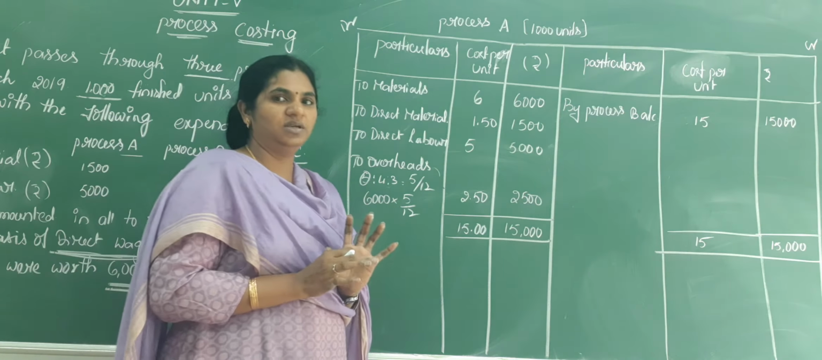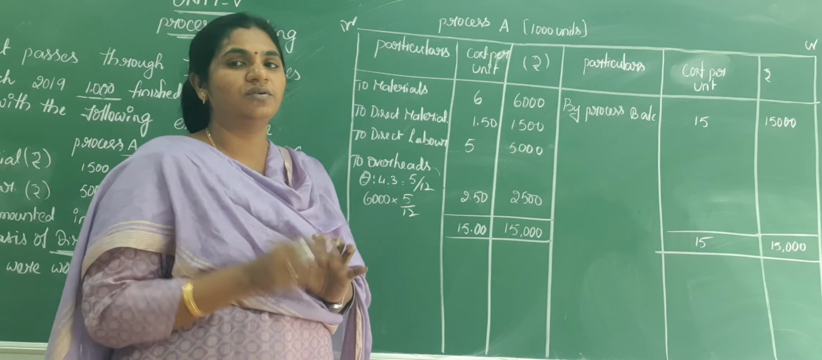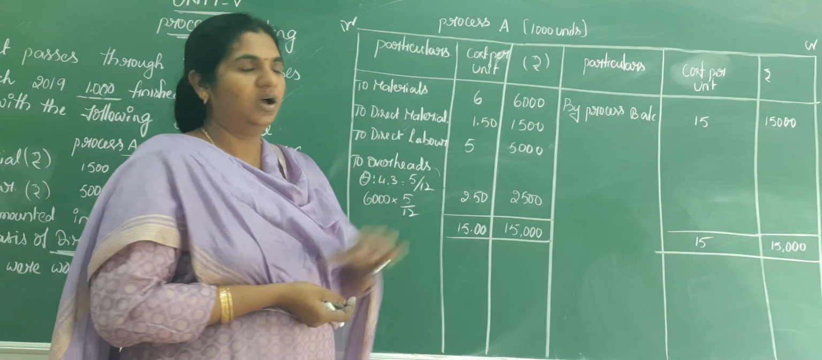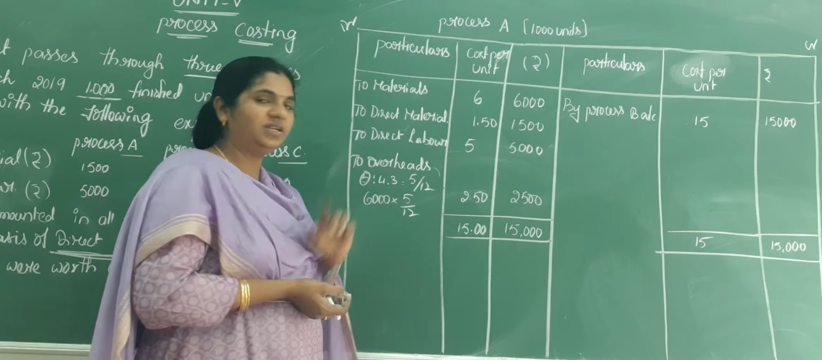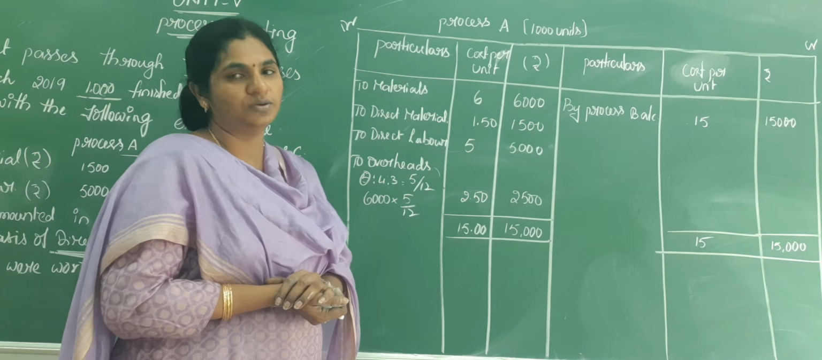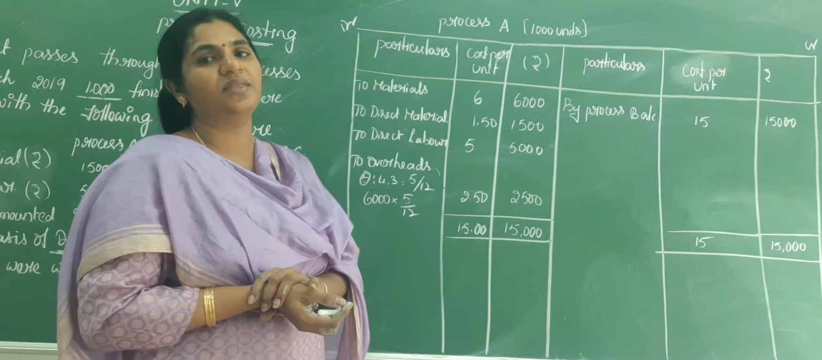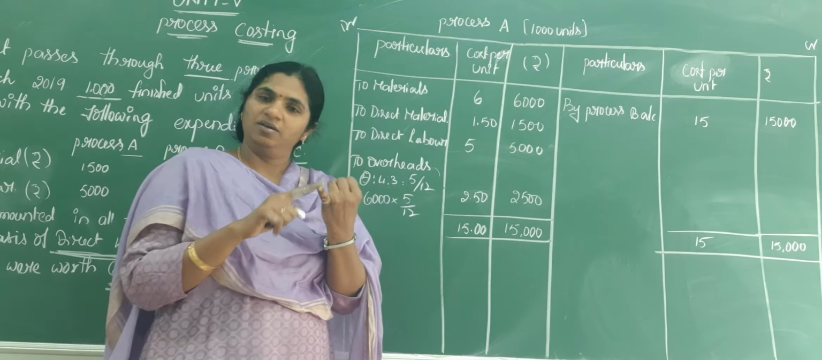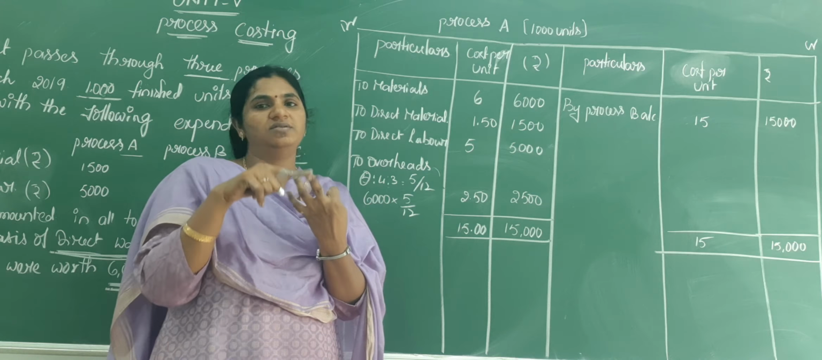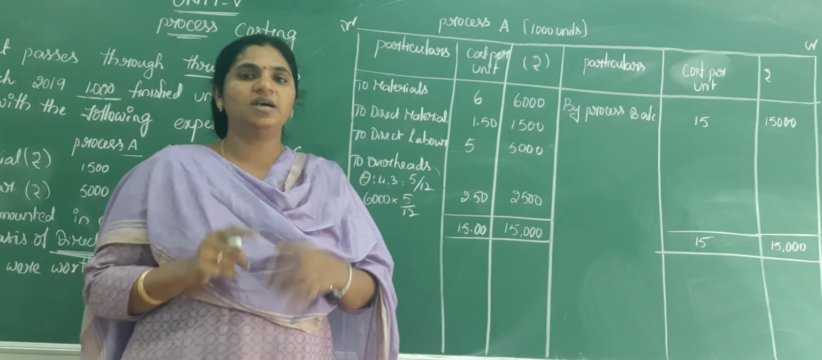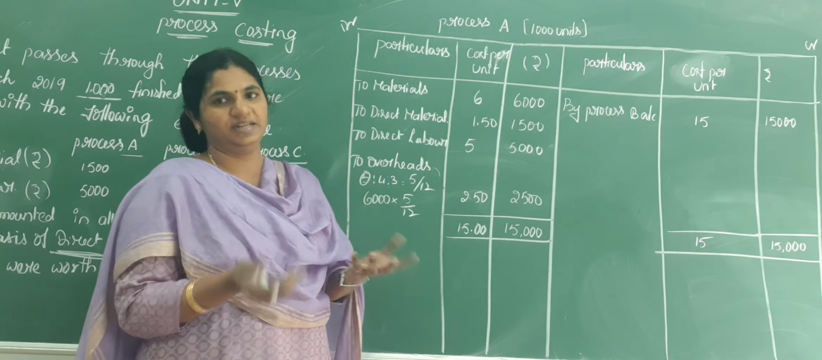Very good up to that. Now what do we need to do? We need to calculate overhead cost for 1 unit. How many units did we produce? 1000 units. So 2500 divided by 1000. Per unit overhead cost is 2 rupees 50 paise. Done. The raw material for process A is taken, direct material is taken, direct labor is taken, overheads are apportioned on the basis of direct wages.